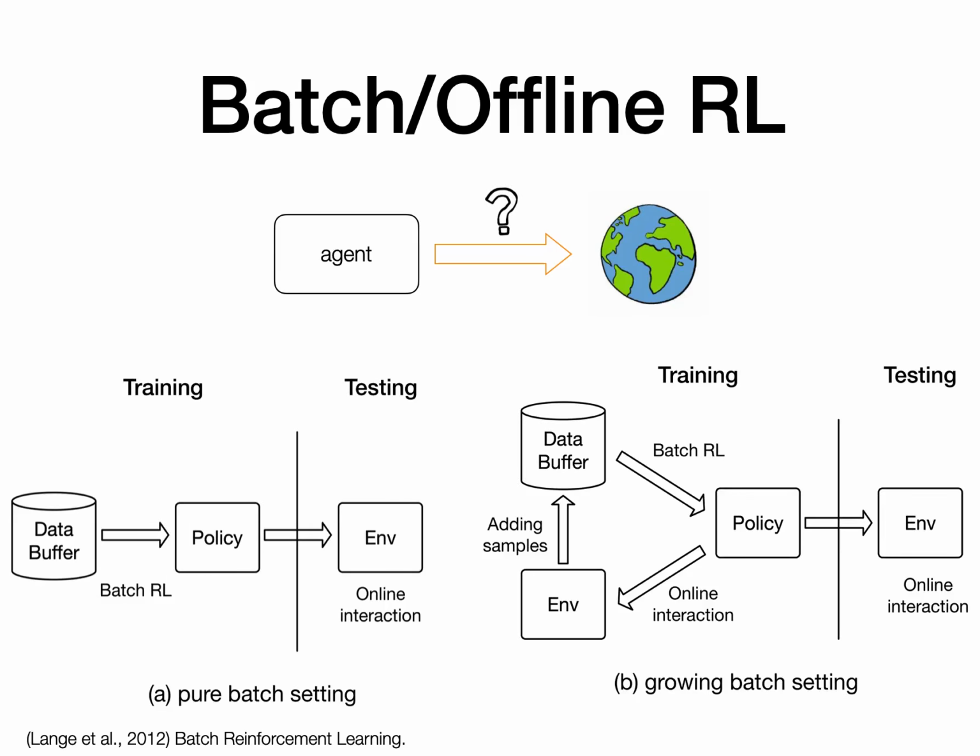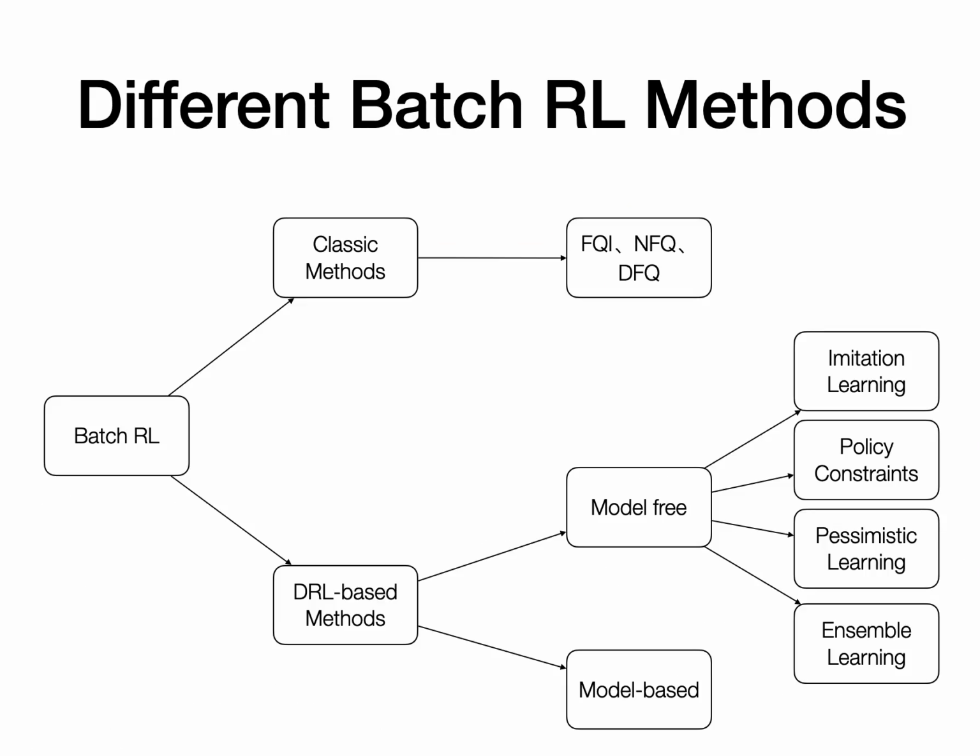Batch RL, also known as offline RL, has been viewed as one of the most promising solutions to this challenge. Batch RL refers to learning a near optimal policy from a fixed dataset without interactions with the environment. Some early work divided batch RL into two settings. Unlike the pure batch setting, in a growing batch setting, the agent is allowed to occasionally interact with the environment to collect new data. Here is a crude classification of batch RL algorithms.